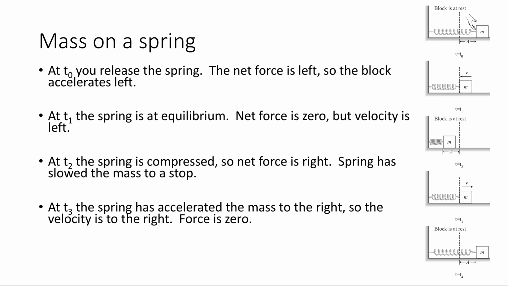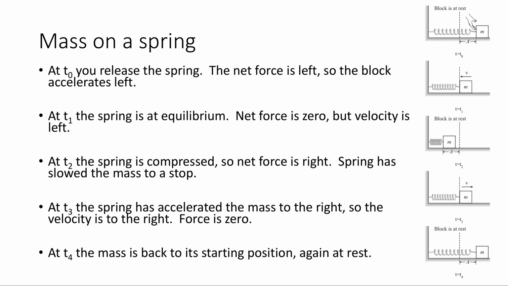At t3, the spring has accelerated the mass to the right now, so the velocity is to the right. Again, the net force is 0 because the spring is at its equilibrium position. This is exactly the same as t1, except the block is moving in the opposite direction. And finally, at t4, the block has moved back to its starting position, a distance a to the right of the equilibrium position. It's again at rest because over the interval from t3 to t4, the mass has been moving to the right, stretching the spring, which has been exerting a force leftward on the block to slow it down.